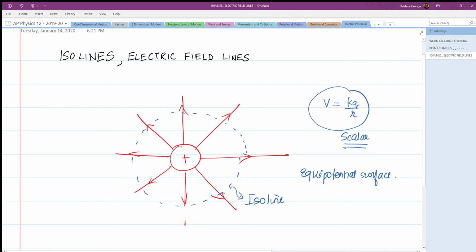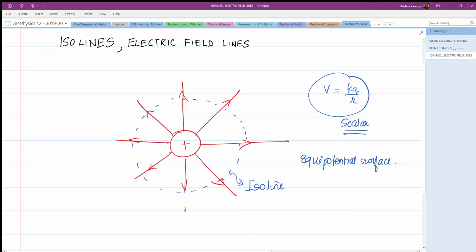So an isoline essentially is some curve where the potential is constant. So throughout the curve, the potential is constant. Now there are a few things that could be useful. If you were to take any other charge, let's take a negative charge, and move this negative charge from one point on this isoline to another point on the isoline, the work done on the charge would be zero. The reason being that work is equal to negative q delta v, and for an isoline delta v is zero, and therefore the work done would be zero.